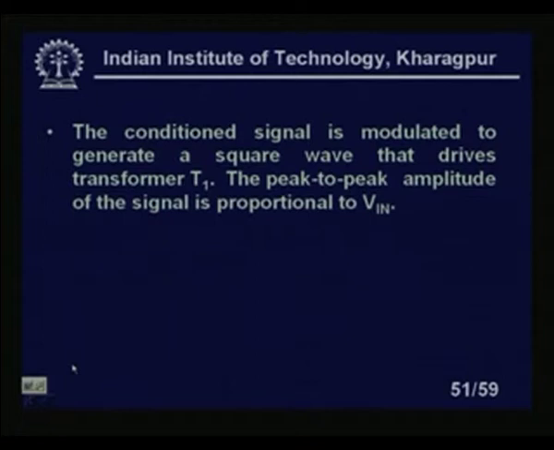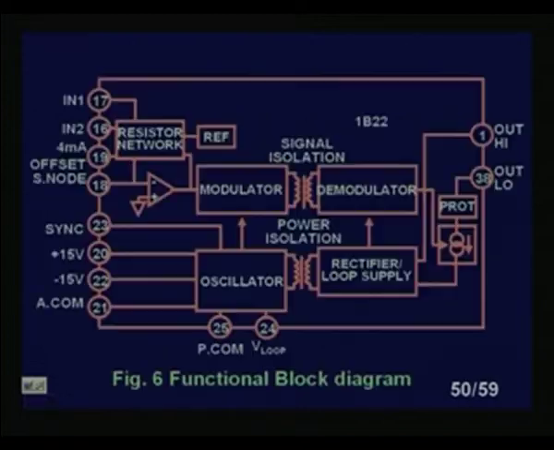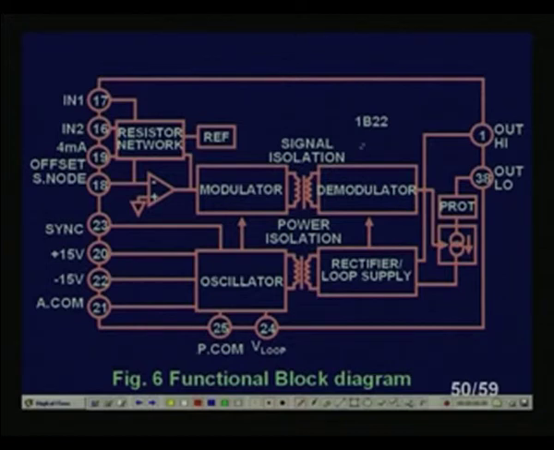The conditioned signal is modulated to generate a square wave that drives the transformer T1. The peak to peak amplitude of the signal is proportional to V in. This is the transformer T1, please note, and this is the transformer T2.